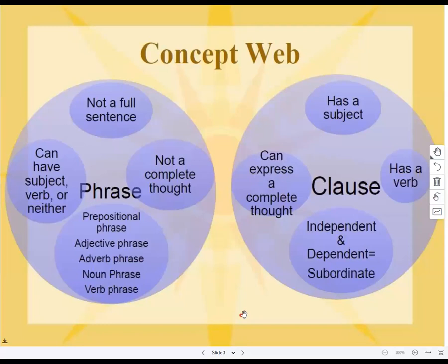Now phrase is something that does not have a full sentence. It does not convey a complete thought. It can have either subject or verb or maybe not both. There are different types of phrases: prepositional phrases, adjectival, adverbial, noun phrases, verb phrases. Now we are more concerned with clauses. Clause has a verb, it has a complete thought, it is a sentence, it has a subject. There are two major types of clauses, independent and dependent. And dependent clause is also called subordinate clause.